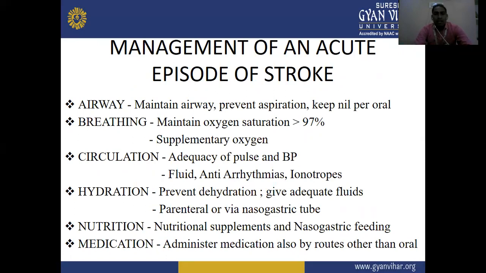Next one is management of acute episodes of stroke: airway, maintain airway and prevent aspiration, keep nil per oral; and breathing, maintain oxygen saturation greater than 97% and give supplementary oxygen. Next one is circulation, adequacy of pulse and blood pressure and fluid, antiarrhythmics and inotropes. Hydration, prevent dehydration, give adequate fluids, parenteral or via nasogastric tube, and nutrition like nutritional supplements and nasogastric feeding. Administer medications also by routes other than oral.